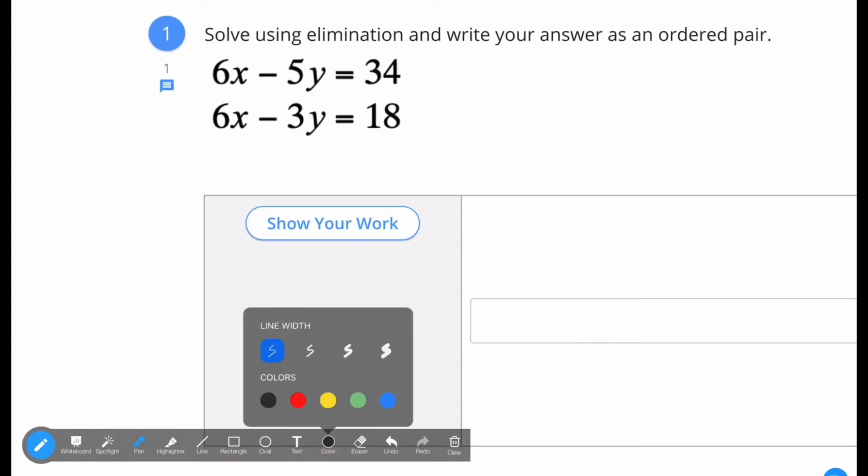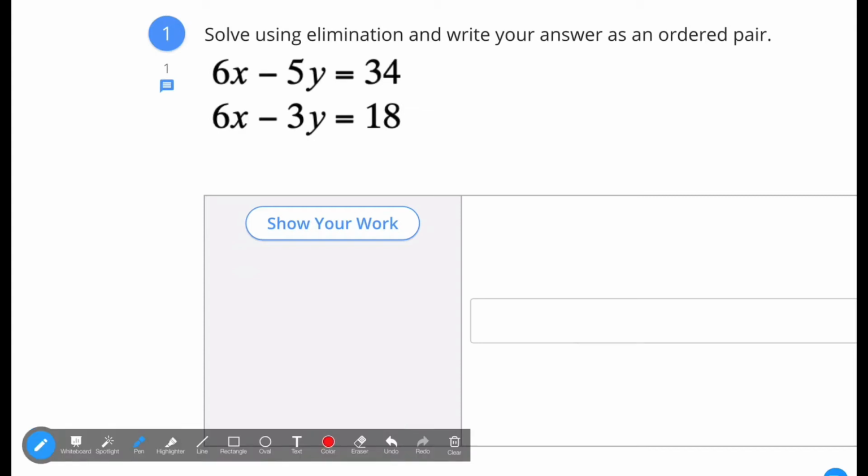To do elimination, the first thing is we have to decide which of these we want to eliminate. It's not a wrong choice, right? So we have to decide, do we want to eliminate x or y? Which one is easier? For me, this is easier because we have the same number. The only thing is we have to have one positive, one negative. It doesn't matter which one is positive or negative, right?